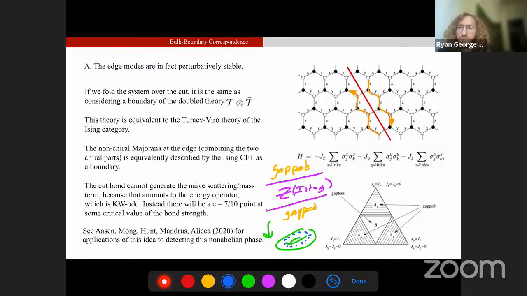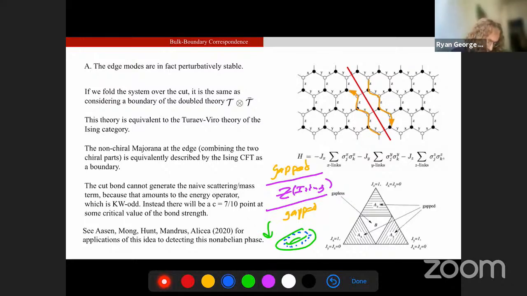Yes, Ming. I'm a little confused by this argument on this page. If I take a slab of this double Ising, take a slab of the Kitaev model with an Ising on top and an anti-Ising on the other side, then I can imagine there is a fermion tunneling between the two edges. That operator should exist, right?